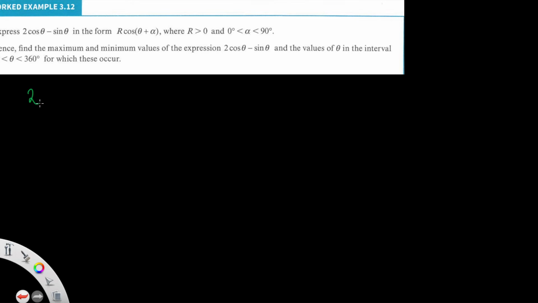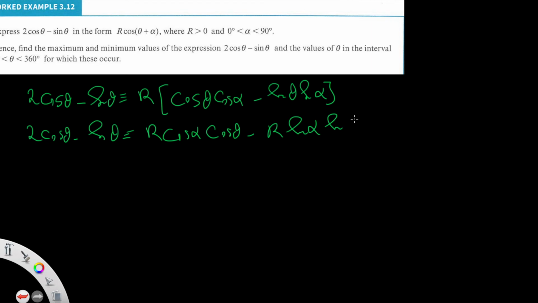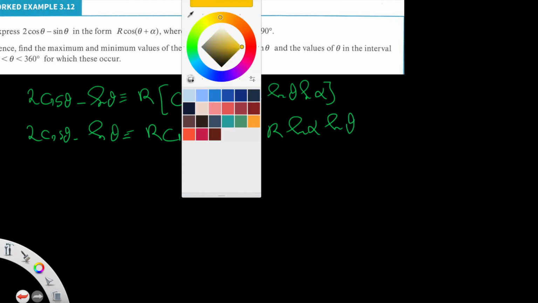Now, again, I write the left hand side is equivalent to r expansion of cosine of theta. It will be cosine of theta cosine of alpha minus sine theta sine alpha. So it will be 2 cosine of theta minus sine of theta is, I multiply by r. I first write r cosine of alpha as the coefficient of cosine of theta, minus r sine of alpha sine of theta. Now I equate coefficients.